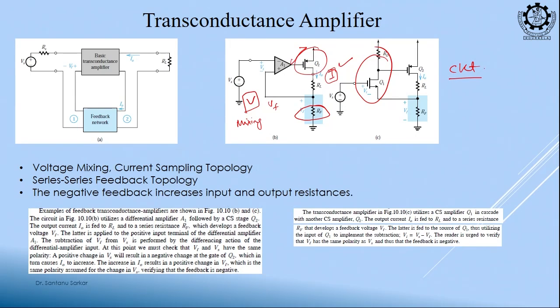Can you tell me what kind of amplifier this is? This first stage Q1, RD, Q1. Output you are taking from the drain terminal. Input is given to the gate. This is common source. Is this direct common source or something else? You see there is a resistance in the source terminal. So, this is a source degenerated common source amplifier, no doubt. I have a source degeneration resistance. So, this is a source degenerated common source amplifier.